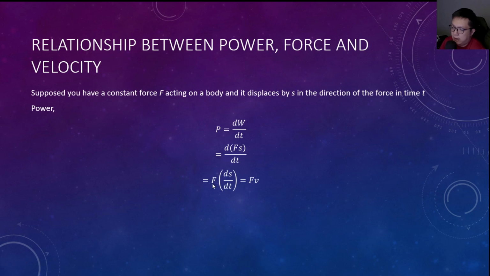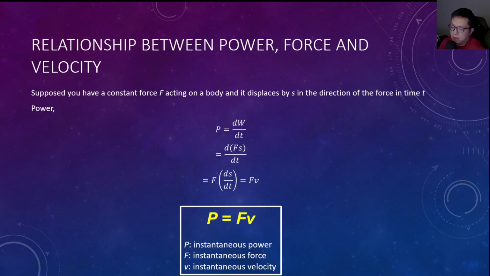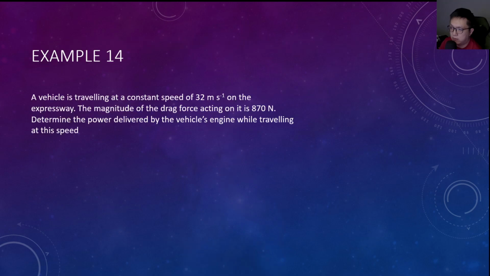If I take out the F, because it's a constant force, there's nothing to differentiate there. So it's ds over dt. This is rate of change of displacement over time, which is velocity here. Alright, so you have this useful formula where you have P equals Fv. In this case, my P is my instantaneous power, F is instantaneous force, and v is instantaneous velocity. Alright, so let's see how we can use this formula.